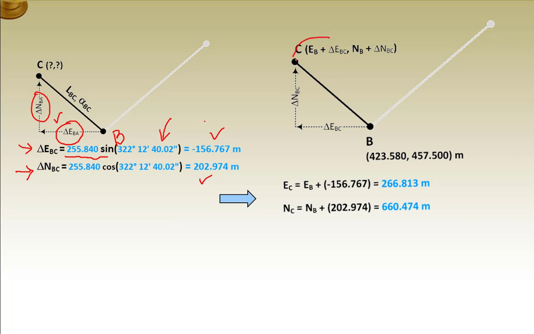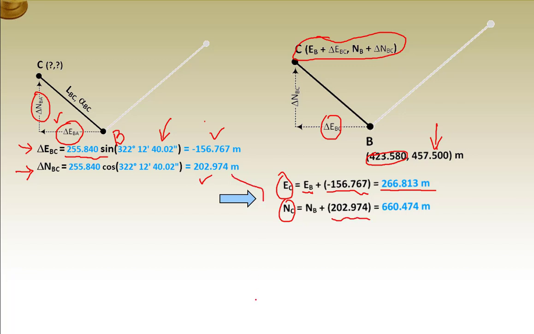What are we going to do with these? As we saw before, we will take the given easting of point B and add to it the departure, and this is a negative one. So we take this negative one and add them together, it will be 266.823. What is this? This is the easting of point C. The northing of point C, the same thing, but we will take the northing of point B and then add to it the latitude that we just calculated for the line BC. And that's it.